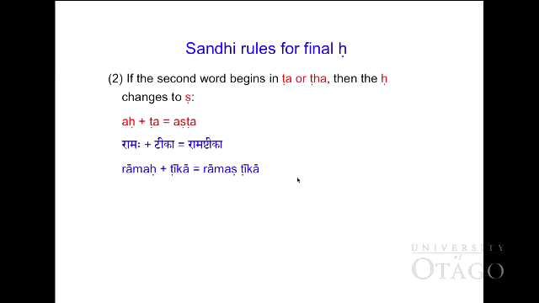If the second word begins in ṭa or ṭha, then the ḥ changes to ṣ. For example, aḥ plus ṭa will be aṣṭa. Rāmaḥ ṭīkā will be Rāmaṣṭīkā.